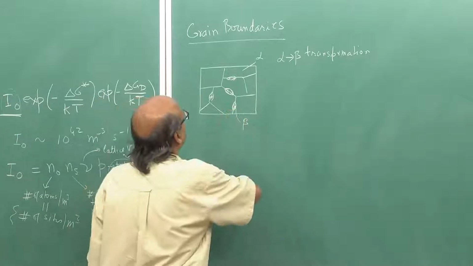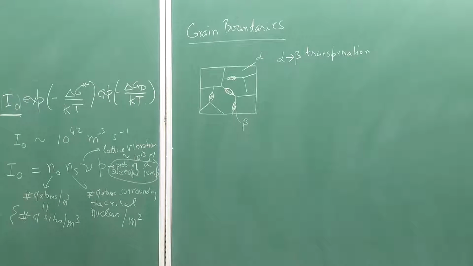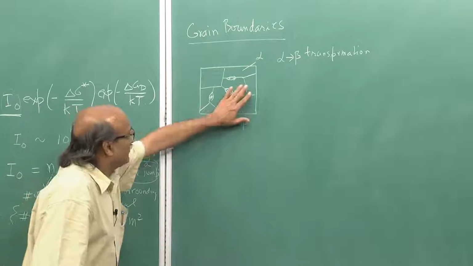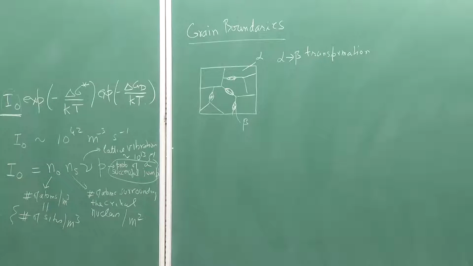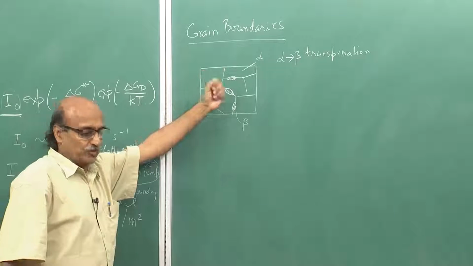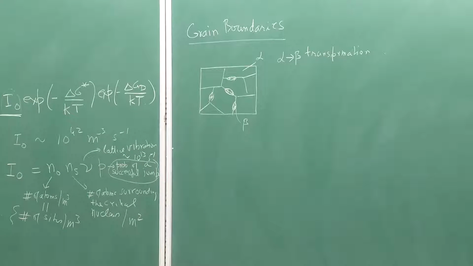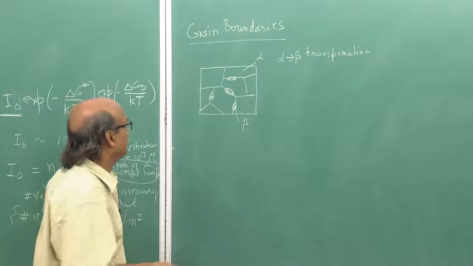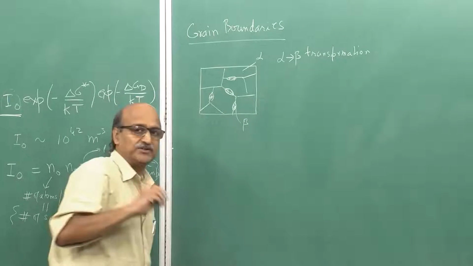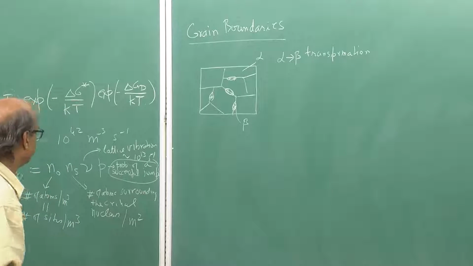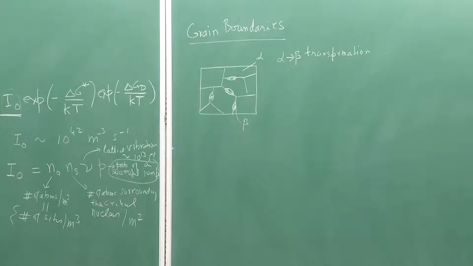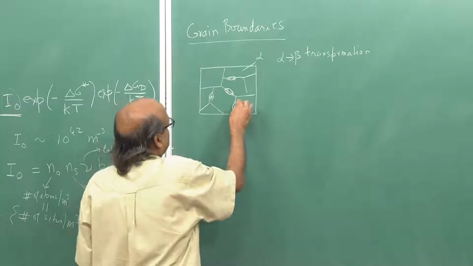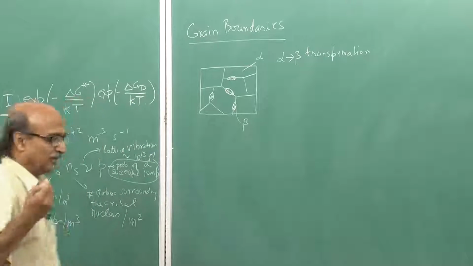Now, the thing is, for beta to form I have a certain density of grain boundaries, and that density of grain boundaries is going to determine the number of sites at which beta can nucleate. So, the density of grain boundaries is going to govern the sites of nucleation. So, let us try to estimate that. How do we estimate that?